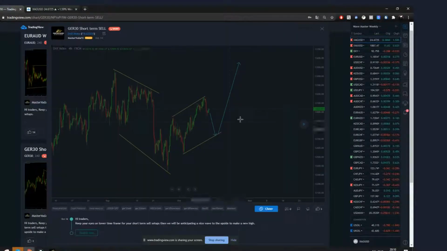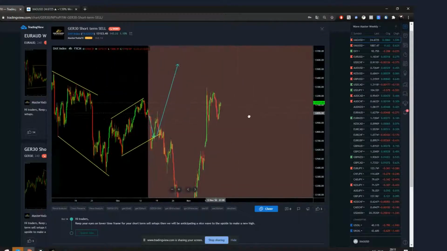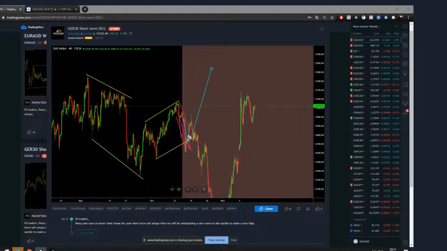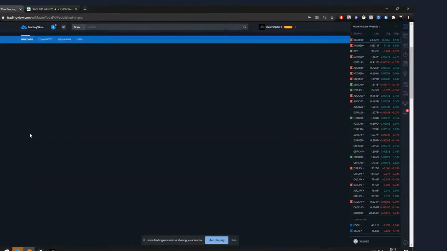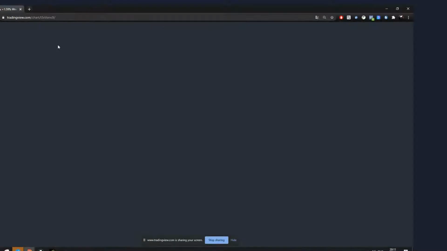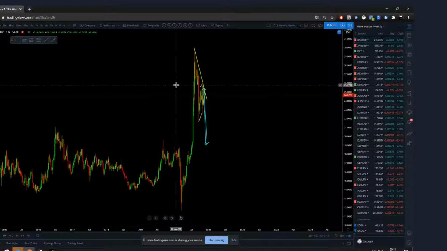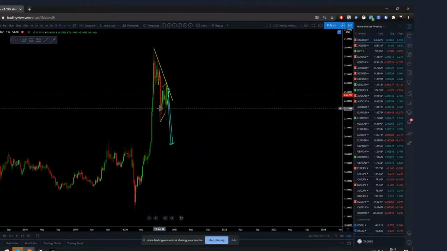So let me just start with fresh setups now. That one dropped down really nicely. Correct one more and then drop. So let's go. Let me start with the setups. Okay, so let's go. Silver.